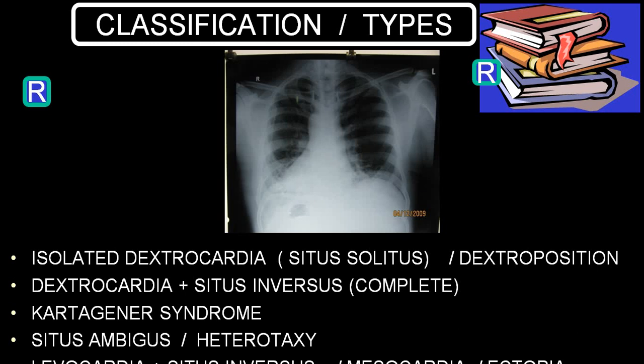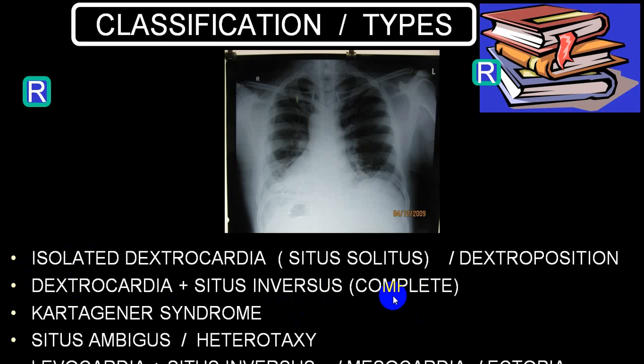You can classify all the different names utilized. You can use the word isolated dextrocardia, meaning there is only malrotation of the heart, but the viscera, that is the abdominal viscera, are not rotated. Then we use the words isolated dextrocardia with situs solitus. And when the abdominal viscera are also rotated, we call it situs inversus. Then we use the word complete dextrocardia. So it is dextrocardia with situs inversus.